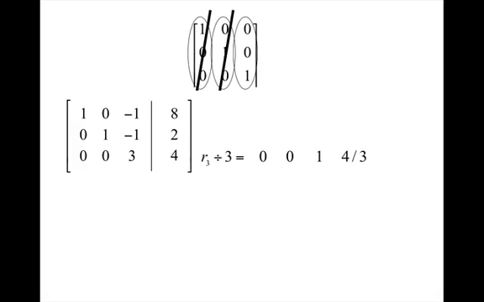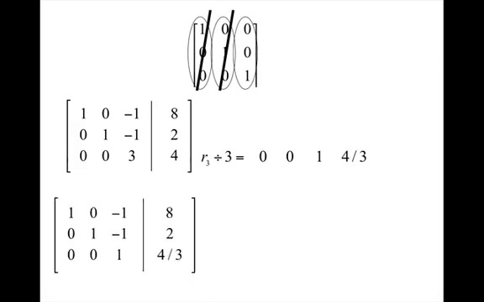Always use fractions. Don't ever use decimals with these Gauss-Jordan problems. Especially with 4/3, that would give you a repeating decimal. You want to keep it a fraction to keep it accurate. So replace row 3 with 0, 0, 1, 4/3 and keep rows 1 and 2 the same.